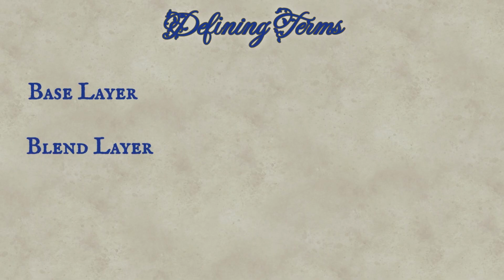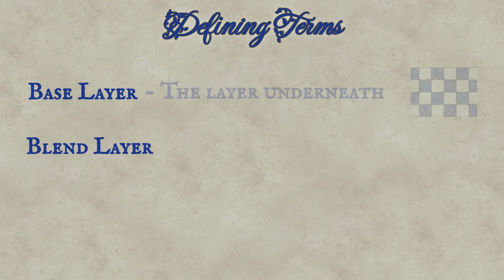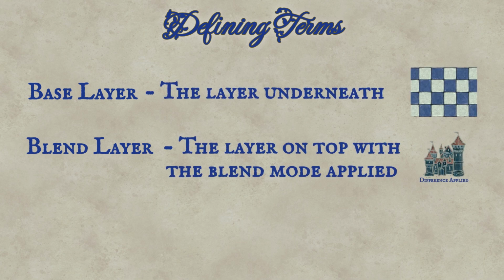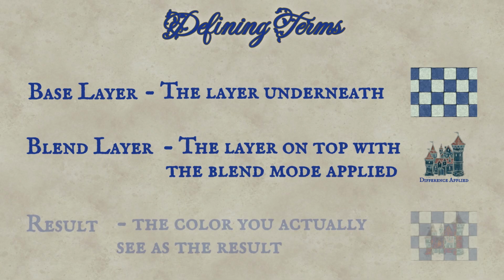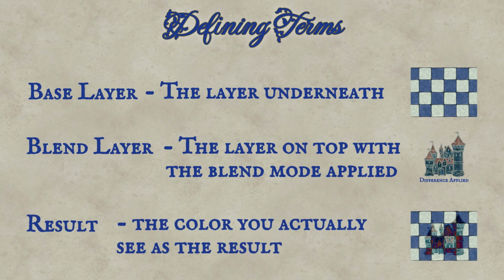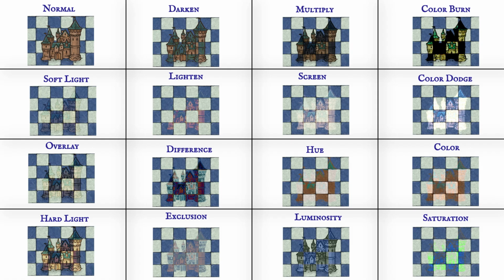First, we need to understand a couple of terms to help us define the different blend modes. These terms are base layer and blend layer. Base layer is what is underneath, and blend layer is what's on top, the object with a blend mode applied to it. The result is the color you actually see on the screen. Different blend modes use different formulas between the blend and base layers to calculate the resulting colors.